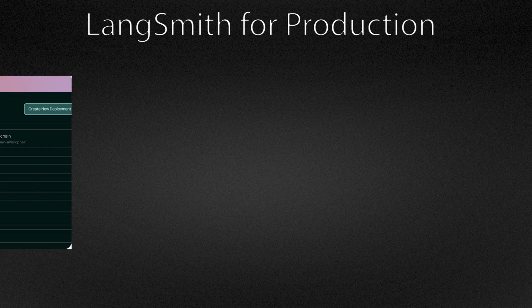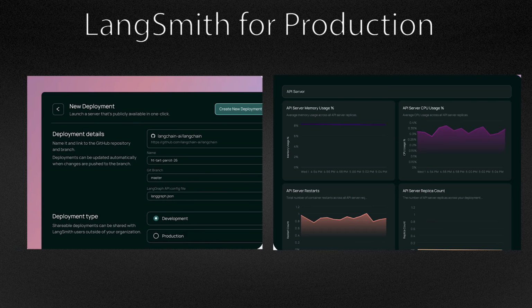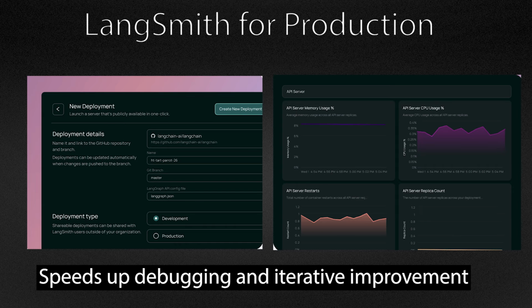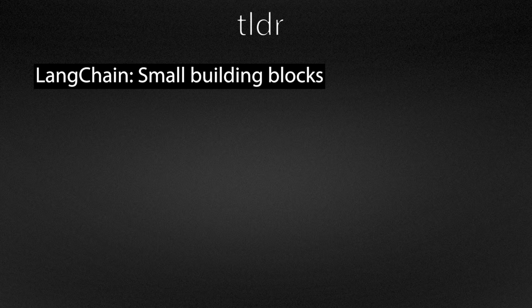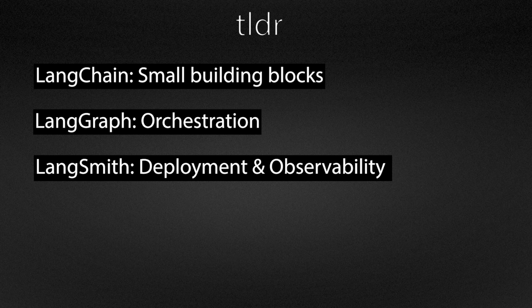When moving towards production, we can use LangSmith. It allows us to deploy agents directly and gives us true observability, so runs, states and decisions become fully visible. That speeds up debugging, quality assurance and iterative improvement. So in short, LangChain provides the building blocks, LangGraph handles orchestration, and LangSmith powers deployment and observability. Used this way, they form a stable and extensible stack, not in spite of their design, but because of the clarity with which these tools were built.